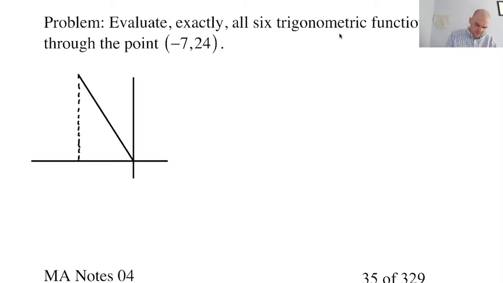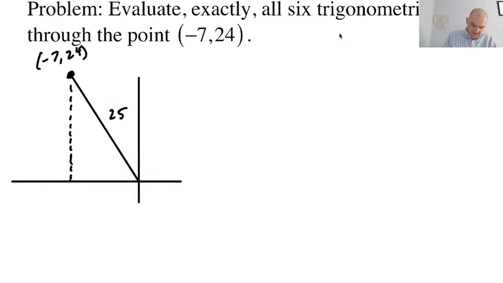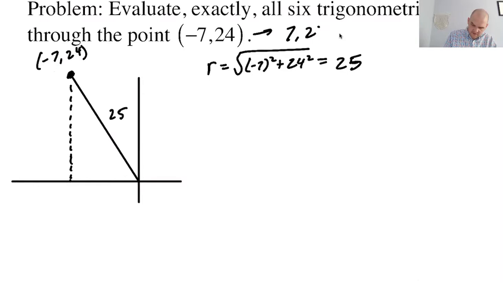And so this point is going to be the point -7, 24. Well, I know that 7, 24, 25 is a Pythagorean triple, so I know that this will be 25. But if I didn't know that, I would say that r is equal to the square root of -7 squared plus 24 squared, which I know is 25. But really, you should just know that 7, 24, 25 is a triple.